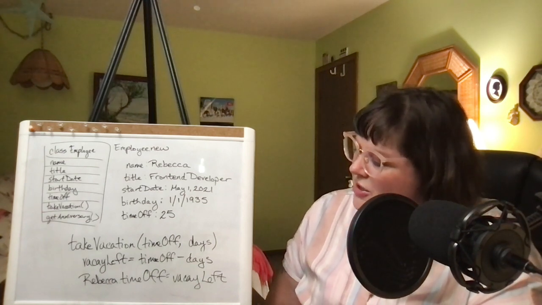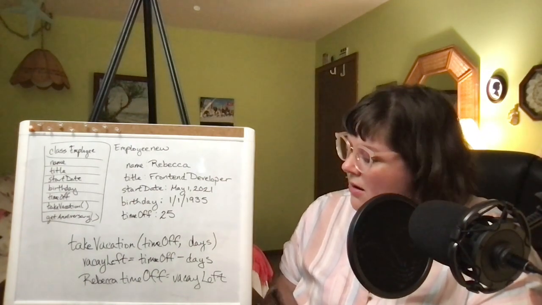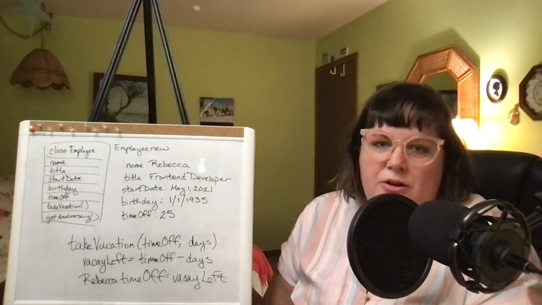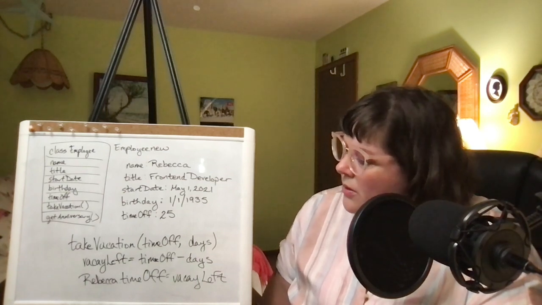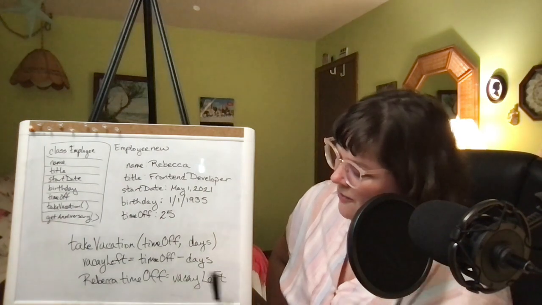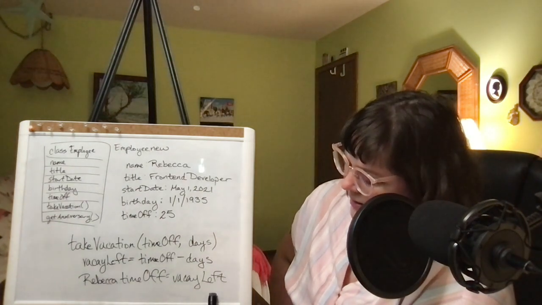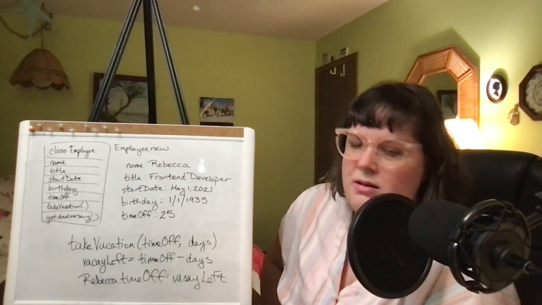So we've got take vacation. It would take in two arguments, time off, and then number of days that you're taking off. So you would have your variable vacay left equals time off minus days, and then Rebecca.timeoff would equal vacay left. So that's how we would update the state.